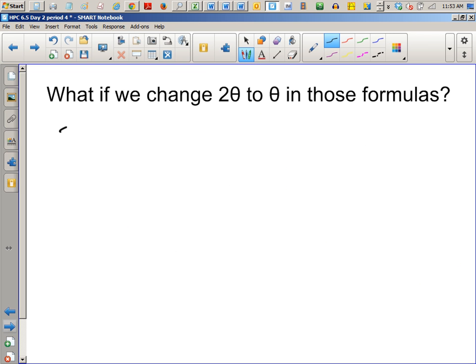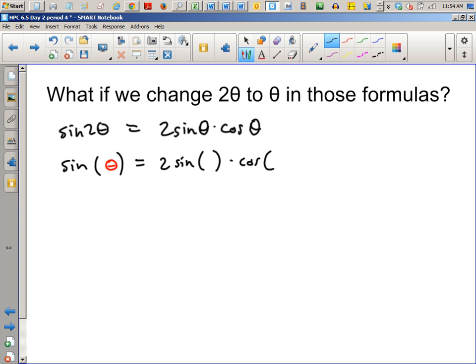If I take sine of 2 theta equals 2 times sine of theta times cosine of theta, and I very sneakily change this to a theta, then I'm going to have to change these angles to half thetas. This is still a true statement. Sine of theta is twice sine and cosine of half of it. So it's the same rule, I'm just using theta instead of 2 theta.